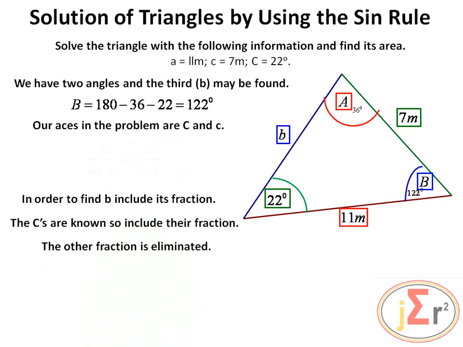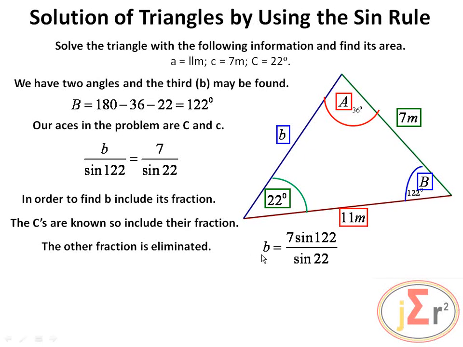Substituting the values, what do we get? Transposing. We are going to transpose this sine 122 that we divide by here, so it is multiplied on the other side, and we have it there. And of course, B is equal to 15.4 meters. How do we get that? Of course, we have found sine 122 and sine 22, and we have completed the calculation in the background.